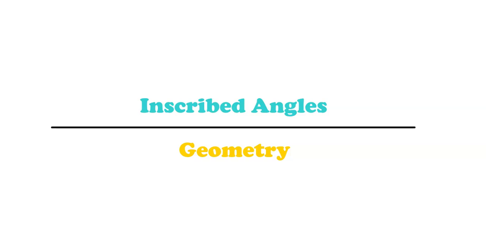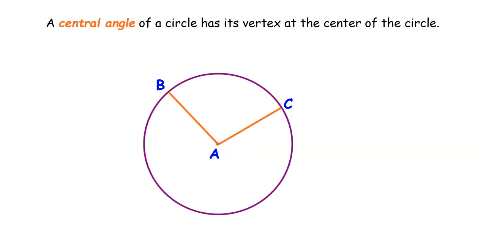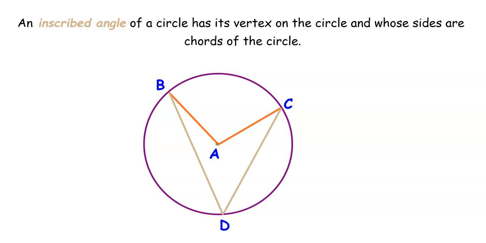So this video is all about a different type of angle in circles called inscribed angles. Now we've already learned about central angles, which are angles that have a vertex at the center of the circle. An inscribed angle, on the other hand, has its vertex on the circle itself, and the two sides that make up the angle, and this is important, are chords of the circle.